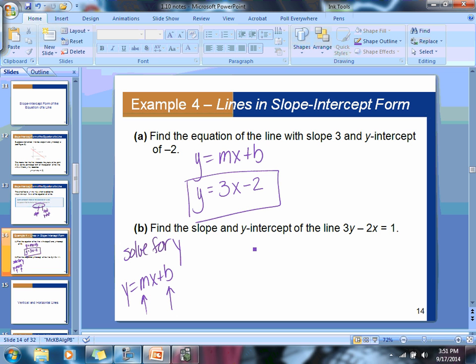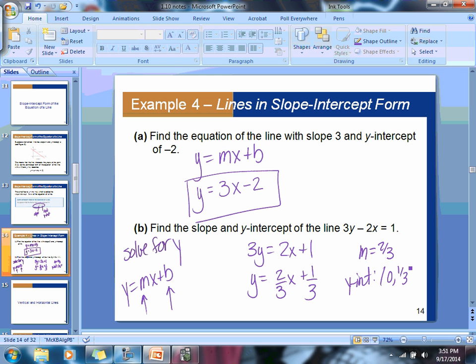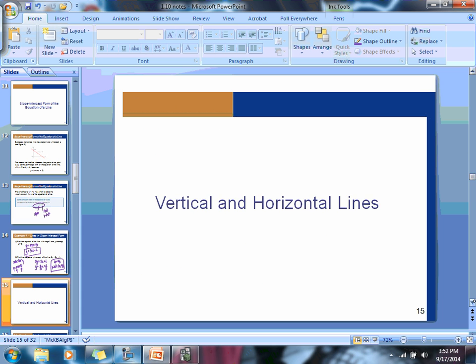So to solve for y, I'm going to have to add the 2x over. And I want the x term to come first because it comes first in my slope-intercept form. And then I have to divide by 3. So 2/3 x plus 1/3. So my slope is going to be 2/3. And my y-intercept, don't just put down the number for b. Remember, it's an ordered pair. It's going to be (0, 1/3). So really, really try to think of it as an ordered pair for that intercept. Write down 0 and then the number for b.